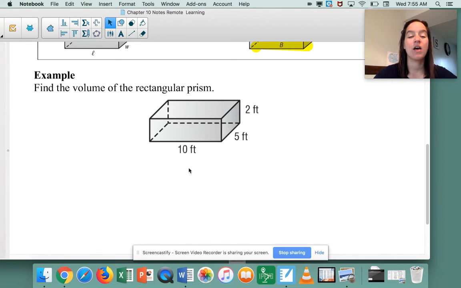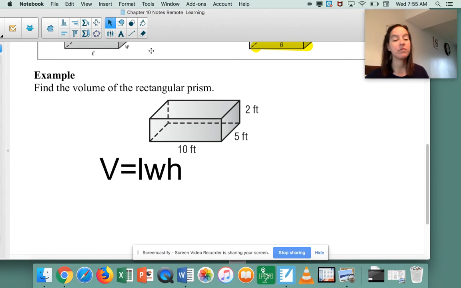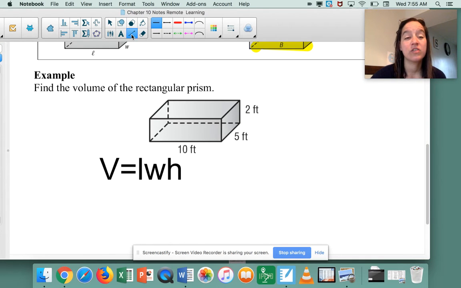So with this, again, we're going to go ahead and start. It says, find the volume of the rectangular prism. Well, the rectangular prism, the volume is length times width times height. So now what I'm going to do is fill it in. You'll notice that I'm going to use 10, 5, and 2 as my length, width, height.